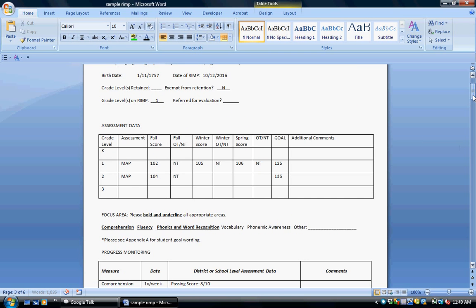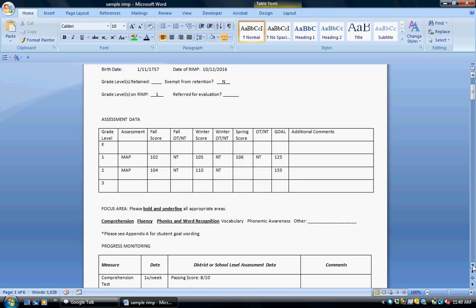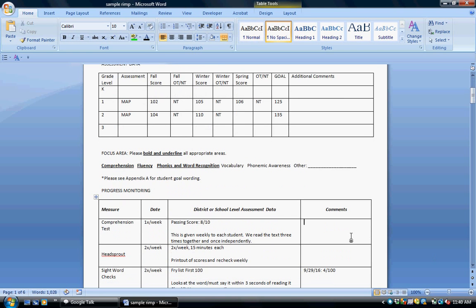So, time flies, wow. It is now 2nd quarter. Well, technically it's 2nd quarter when you fill these out, but it's time for winter math scores. He jumped up 6 points. He's at a 110, but he's still not on track. Great, so we get to repeat this process. So, he's still working on comprehension, fluency, and word recognition. But now I have data. So, I can put his most recent comprehension score.